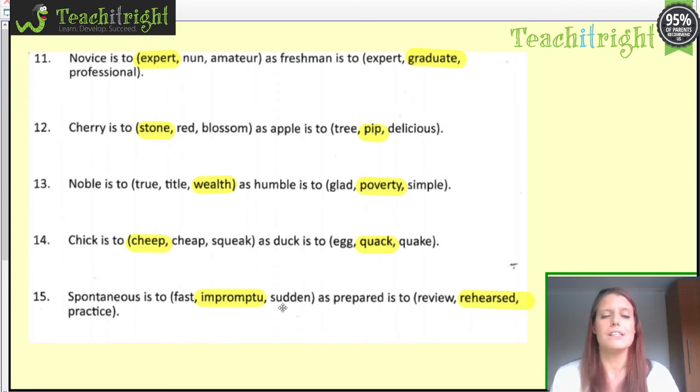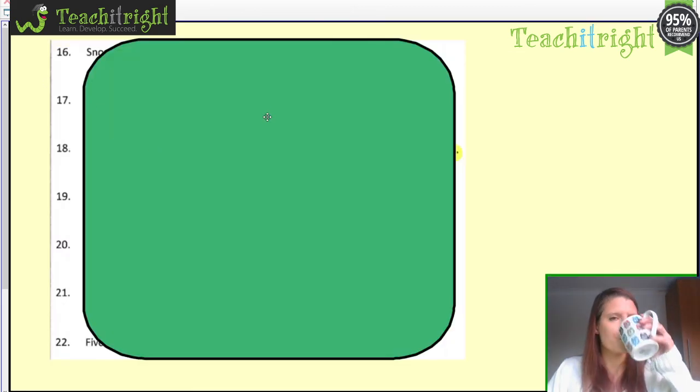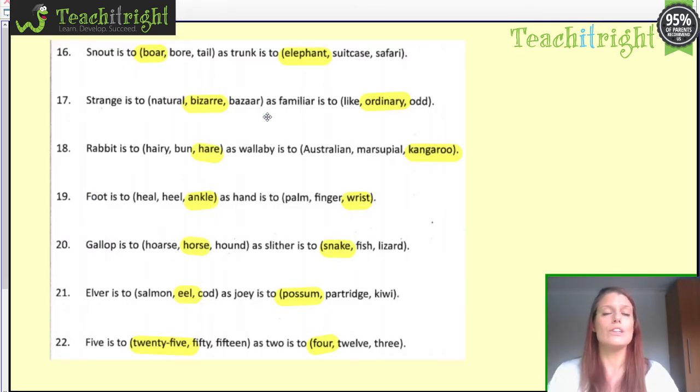These are synonyms. Spontaneous and impromptu mean that you've done something quickly without much thought, which is the opposite of being prepared and rehearsed. And spontaneous doesn't necessarily mean it's a bad thing. It just means it's not been worked on or considered for a long time. Snout is to boar as trunk is to elephant. Strange is to bizarre as familiar is to ordinary. So these words are synonyms for each other. Rabbit is to hare as wallaby is to kangaroo.